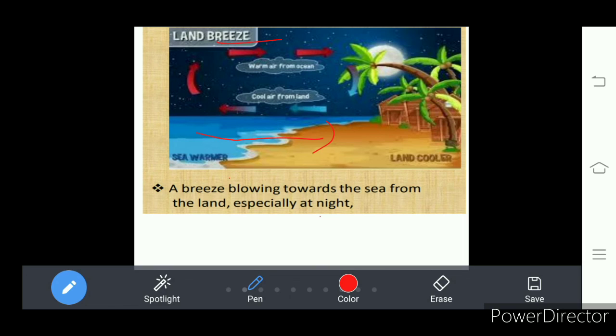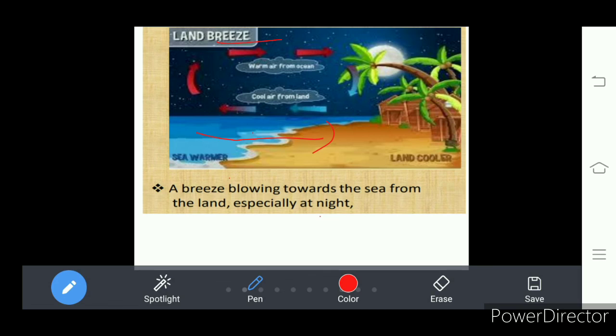During the night time, we see land breezes formed because land becomes cool very fast compared with the water body.